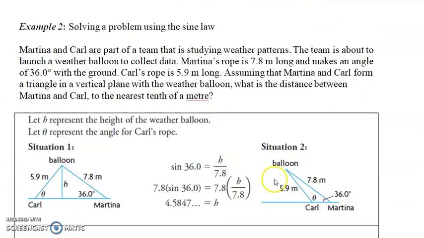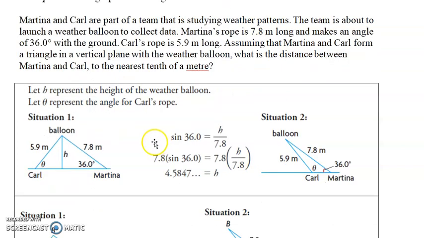Let's look at the second example, folks. Solve a problem using the sine law. Martina and Carl are part of a team that is studying weather patterns. The team is about to launch a weather balloon to collect data. Martina's rope is 7.8 meters long and makes an angle of 36 degrees with the ground. Carl's rope is 5.9 meters long. Assuming that Martina and Carl form a triangle in a vertical plane with the weather balloon, what is the distance between Martina and Carl to the nearest tenth of a meter?